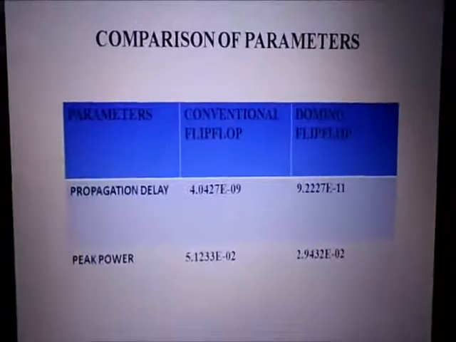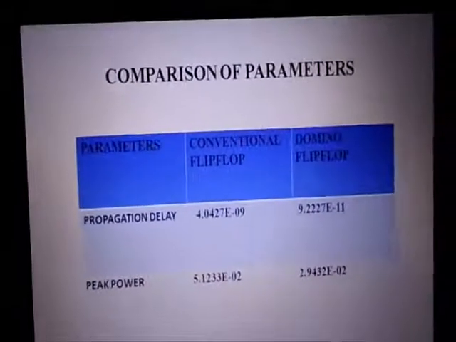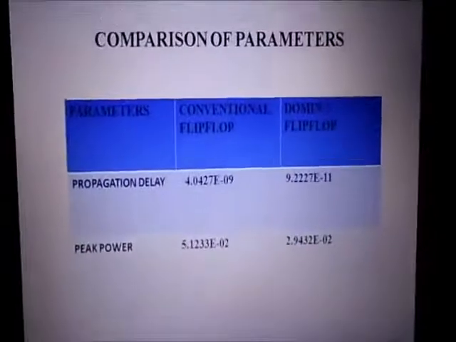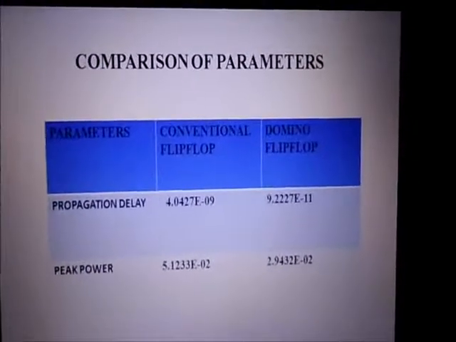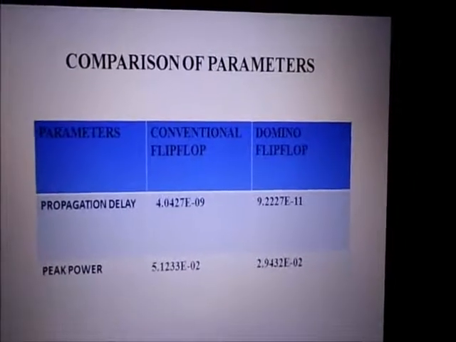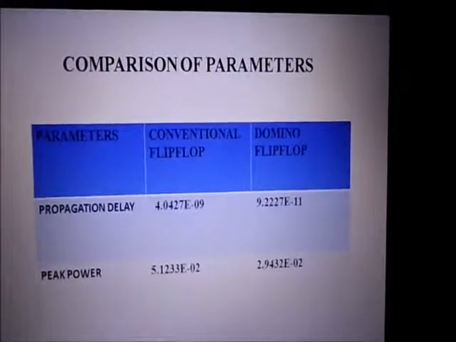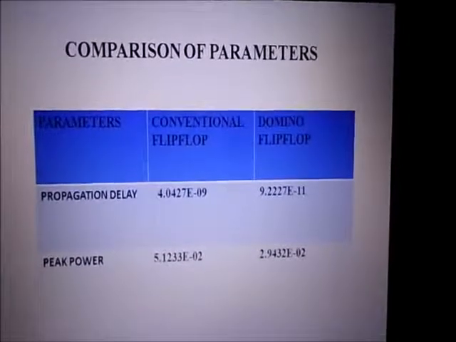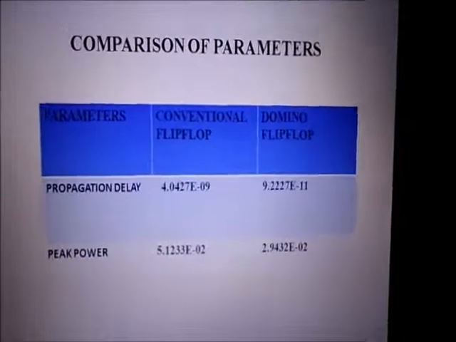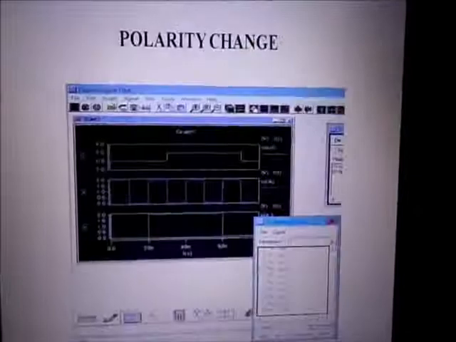The propagation delay for both the flip-flops is compared. In propagation delay, the conventional flip-flop has more delay than the domino flip-flop. Similarly, the peak power of the domino flip-flop is lower than that of the conventional flip-flop. This is for polarity change using an AND gate.